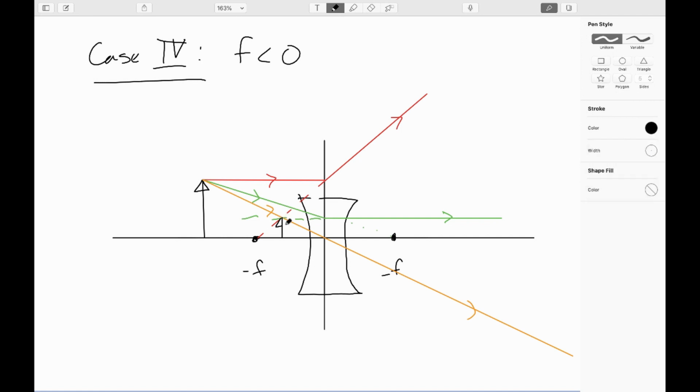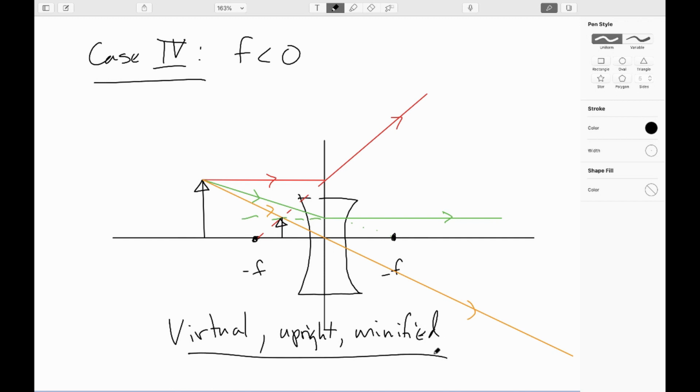Again, it's where the light isn't, so you have to look through the lens to see it. That makes it a virtual image. It is upright, and it is minified. If you are nearsighted, you can take your glasses away from you for just a few centimeters, put them over some print, and you'll see that the image is shrunk down.